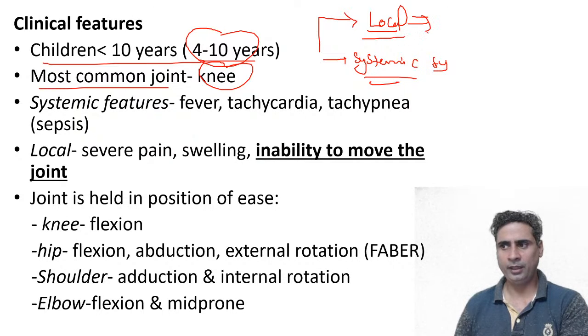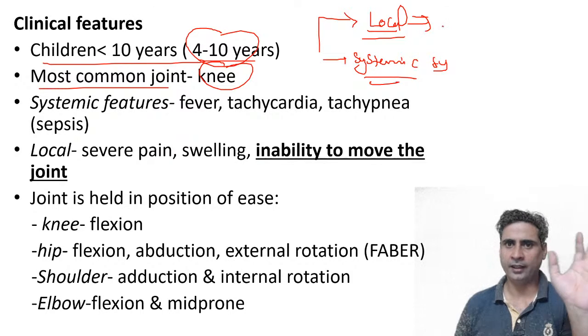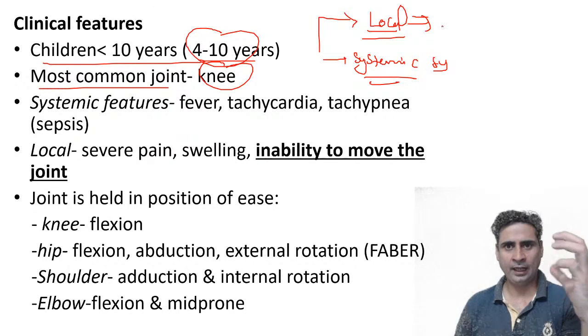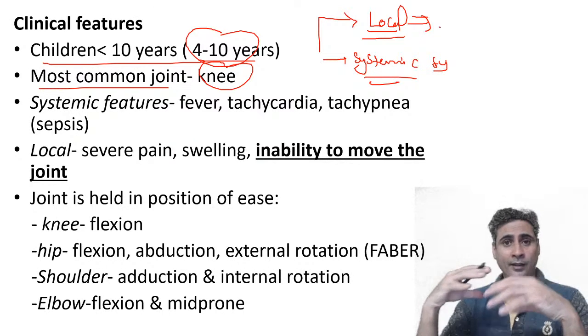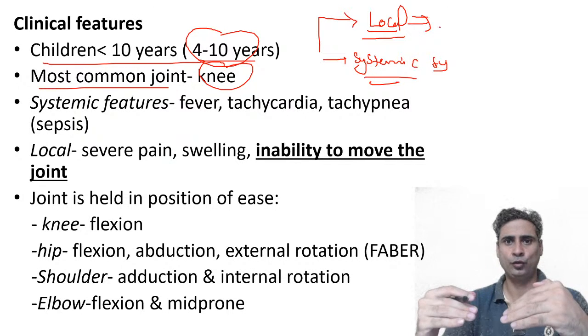Local symptoms will be all signs of inflammation, that is pain, redness, warmth, swelling and tenderness. Along with that, there will be stiffness of joint, reduced movement of joint. And remember, the characteristic feature of septic arthritis is there is gross limitation of joint movement.